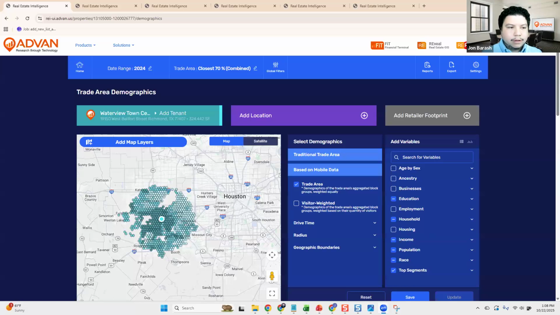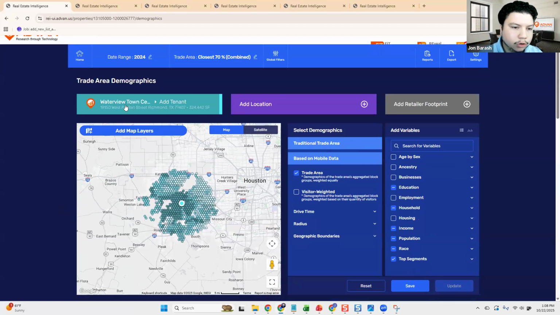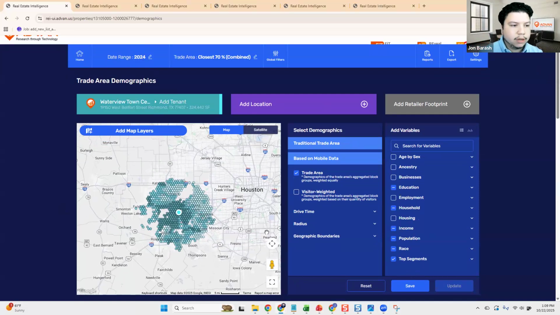Okay, there it is. So here we have the REI Real Estate Intelligence Platform. We're going to show how we can combine Advan data with PersonaLive to create some actionable insights here. And in this example, we're going to go over to Waterview Town Center back in 2024 before they added Sprouts to their tenant roster.